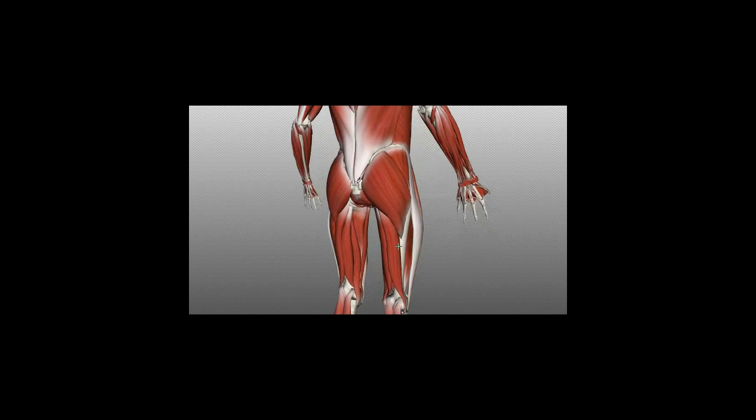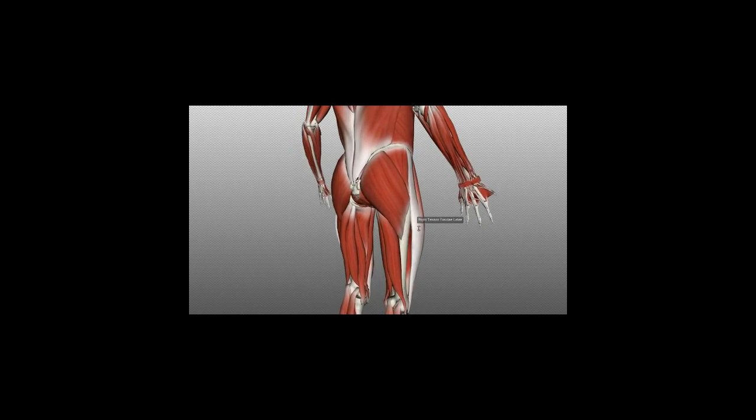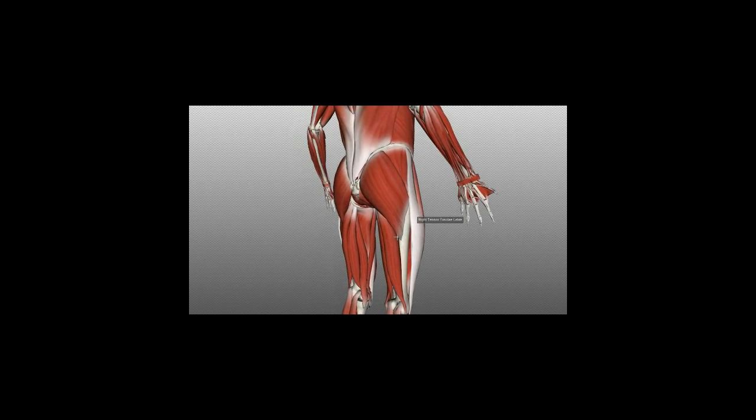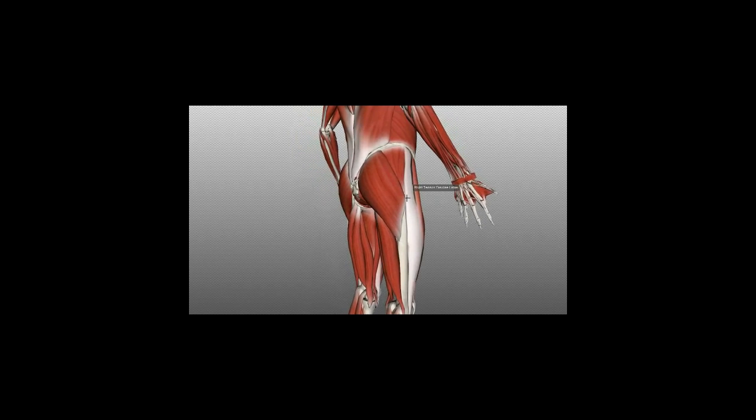So let's just remove some of these muscles here. So you can see it inserting on the back of the femur, and it inserts on the gluteal tuberosity, and it also has this insertion on the posterior aspect of this iliotibial tract, so this band of fascia.